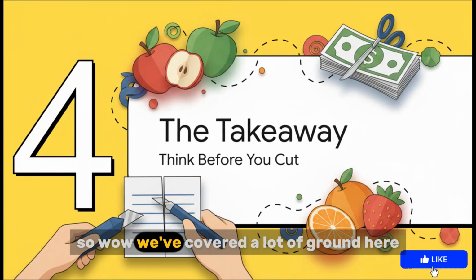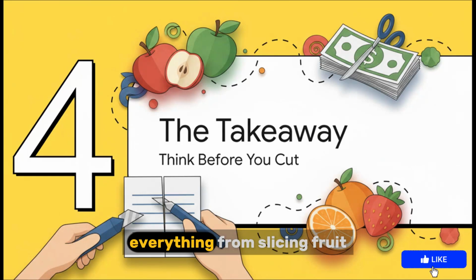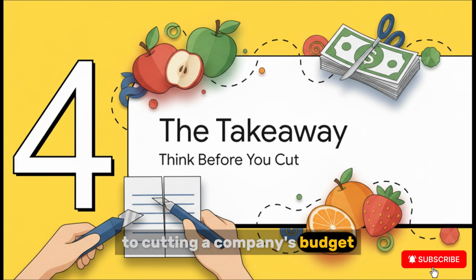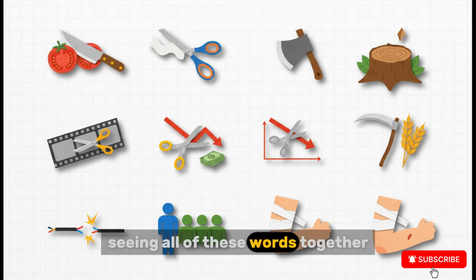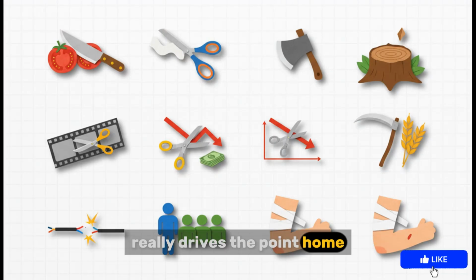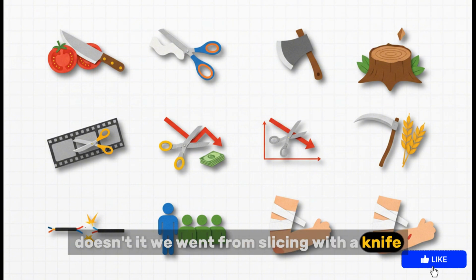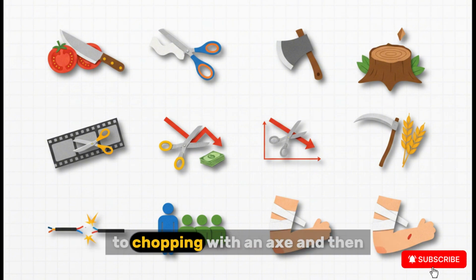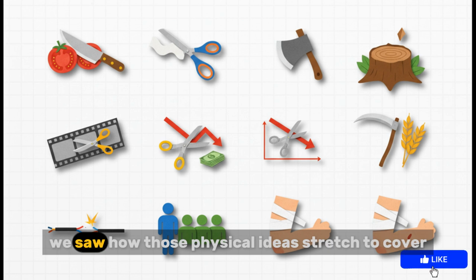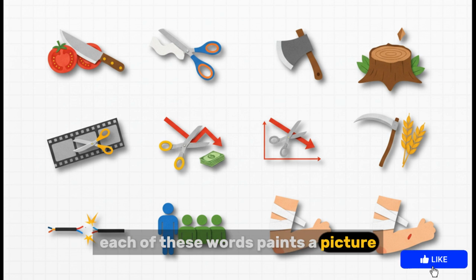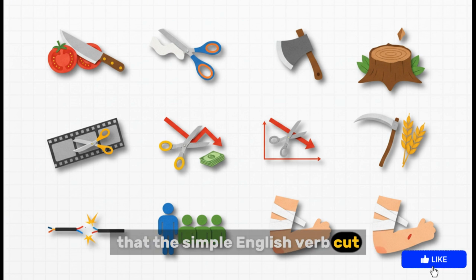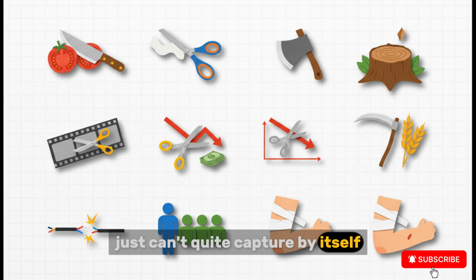So, wow, we've covered a lot of ground here. Everything from slicing fruit to cutting a company's budget. Let's pull it all together and really focus on the main takeaway from all this. Seeing all of these words together really drives the point home, doesn't it? We went from slicing with a knife, to snipping with scissors, to chopping with an axe. And then we saw how those physical ideas stretch to cover editing a film or shrinking a budget. Each of these words paints a picture that the simple English verb cut just can't quite capture by itself.